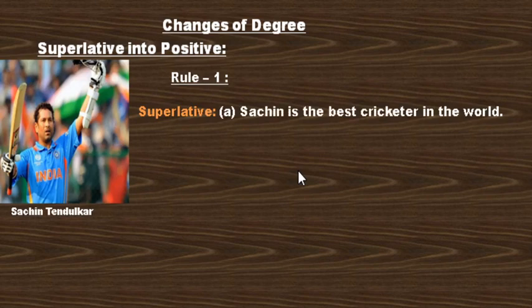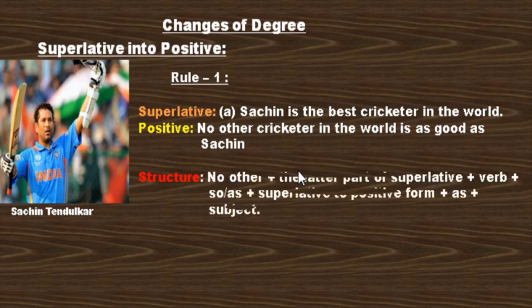Superlative degree, and along with structure. At first we will read the first example. Sachin is the best cricketer in the world. Here best is the superlative form. So how can you change it?